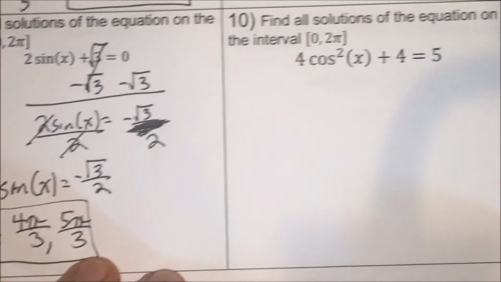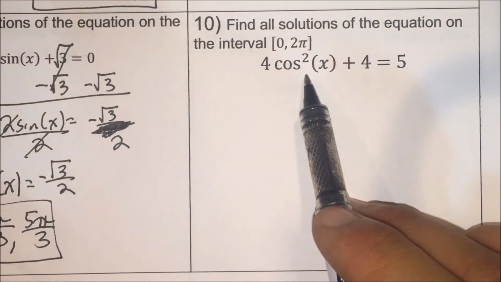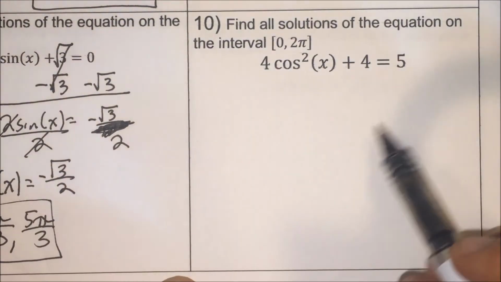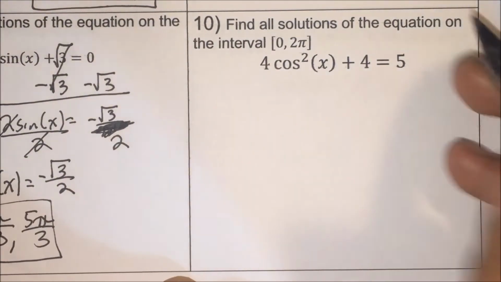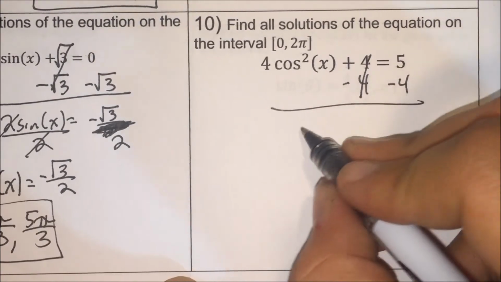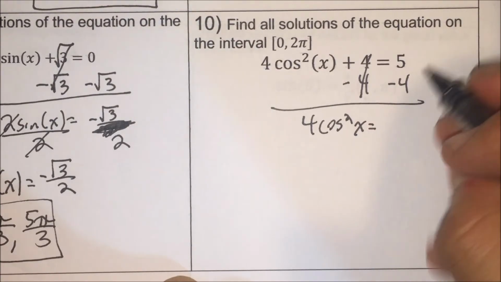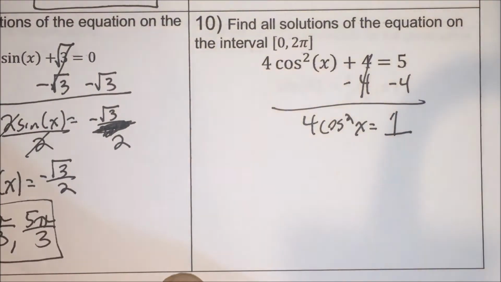Okay, so let's go to 10. So 10 says find all solutions of the equation on the interval 0 to 2 pi. So again, that just means we're going around the unit circle once. So same sort of strategy here as number 9. We want to isolate this trigonometric expression. So let's go ahead and subtract 4 from both sides. That gives us that 4 cosine squared of x is equal to 5 minus 4, which is just 1.